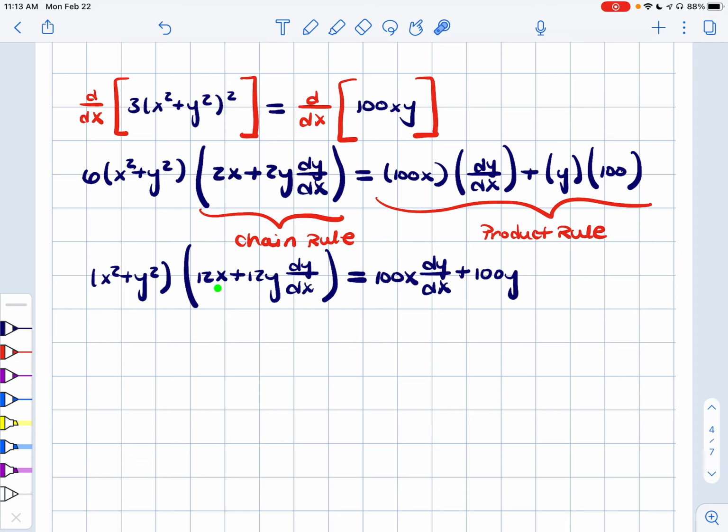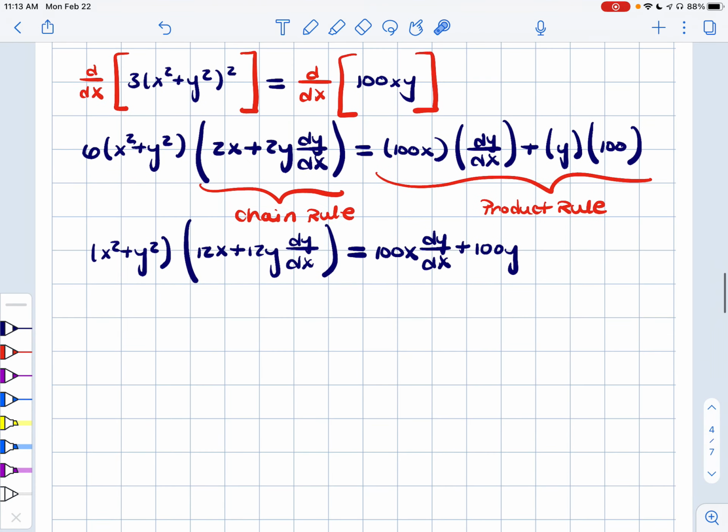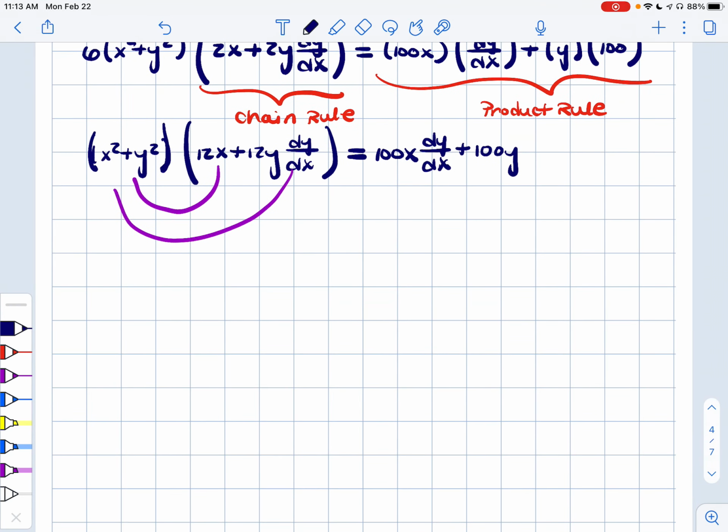So we have an x squared times a 12x. Actually, changed my mind. Instead of foiling it, I'm going to go ahead and I'm going to leave this as is. I think this will be better for us, and just distribute to the whole factor. I think that'll be a little bit easier.